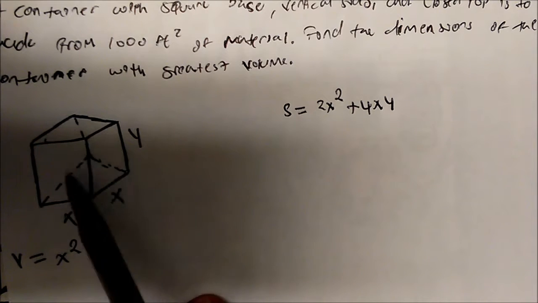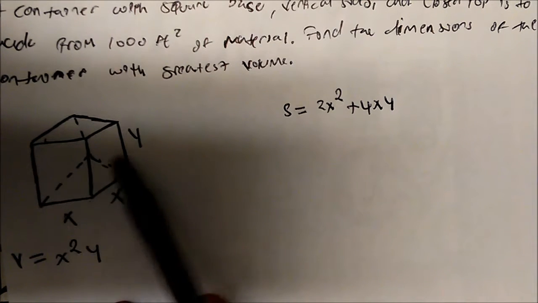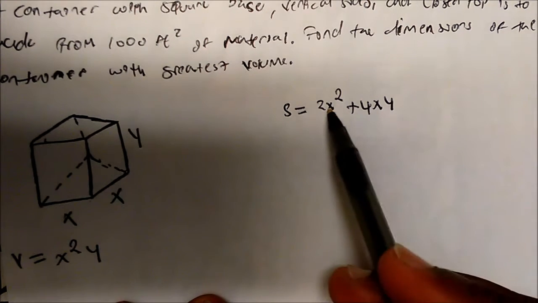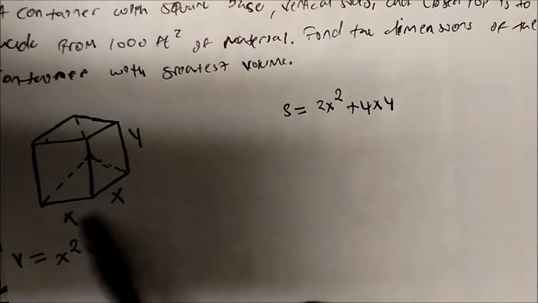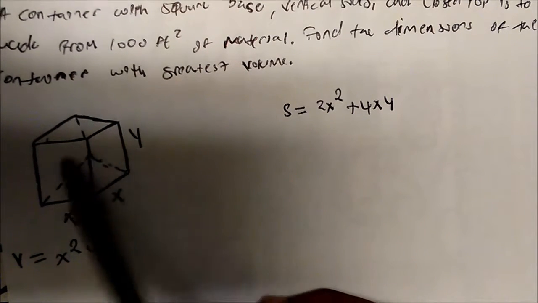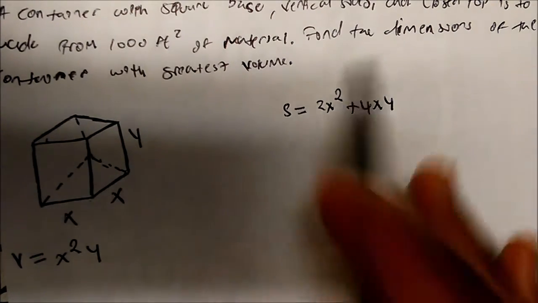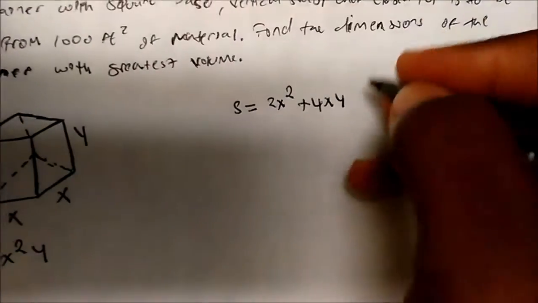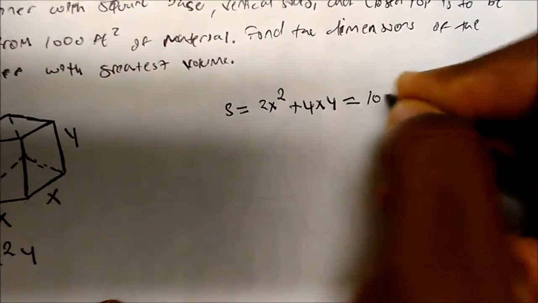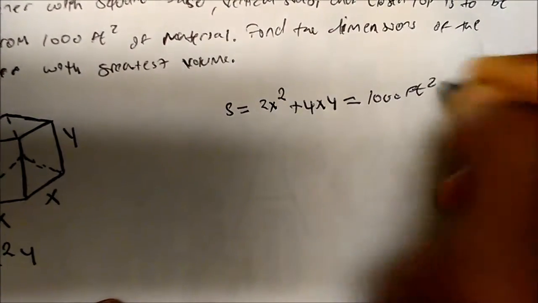We also have 4 x's to match these y's, and we have 2x squared, which is an x squared on the top and an x squared on the bottom. So this will be your surface area, and this whole surface area is really equal to 1,000 feet squared.